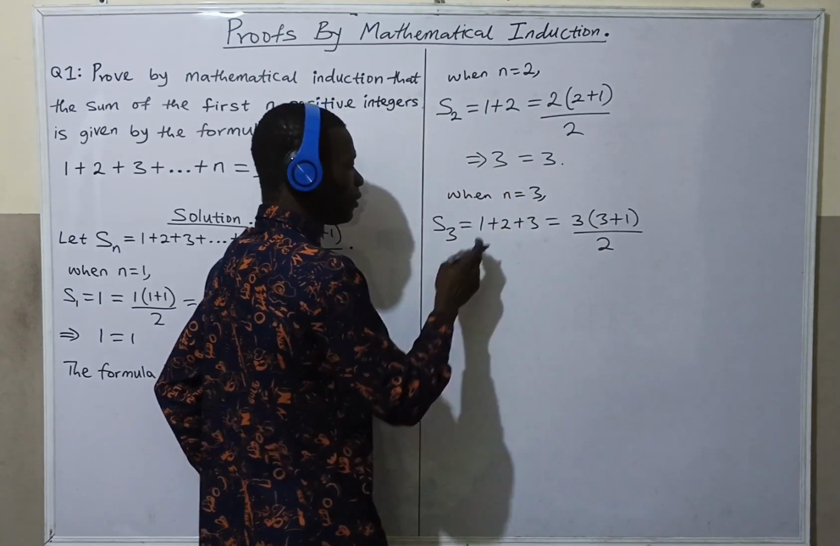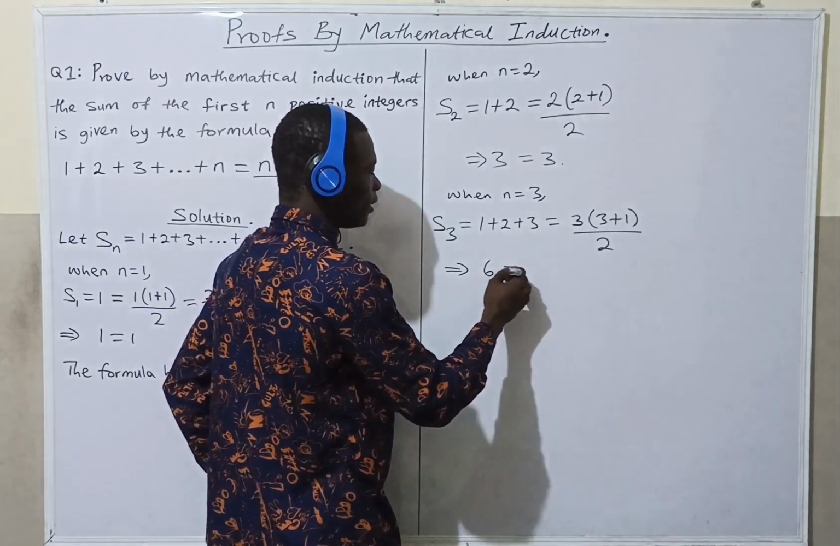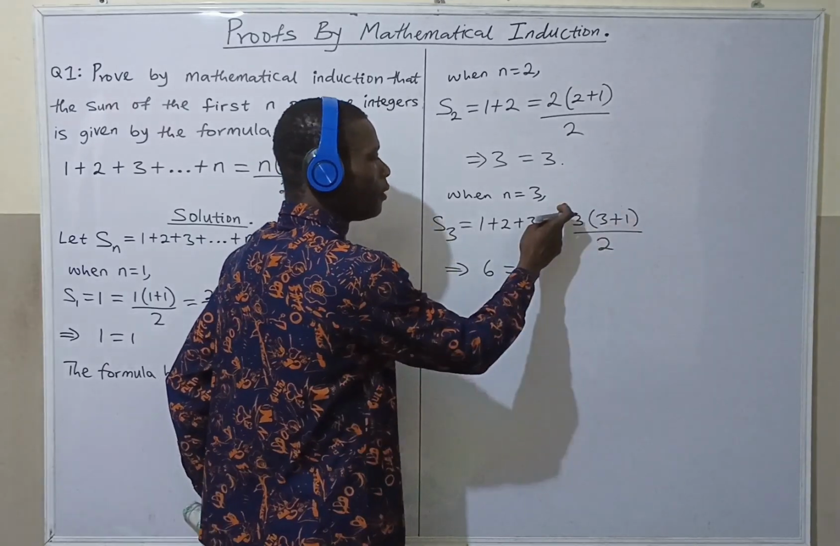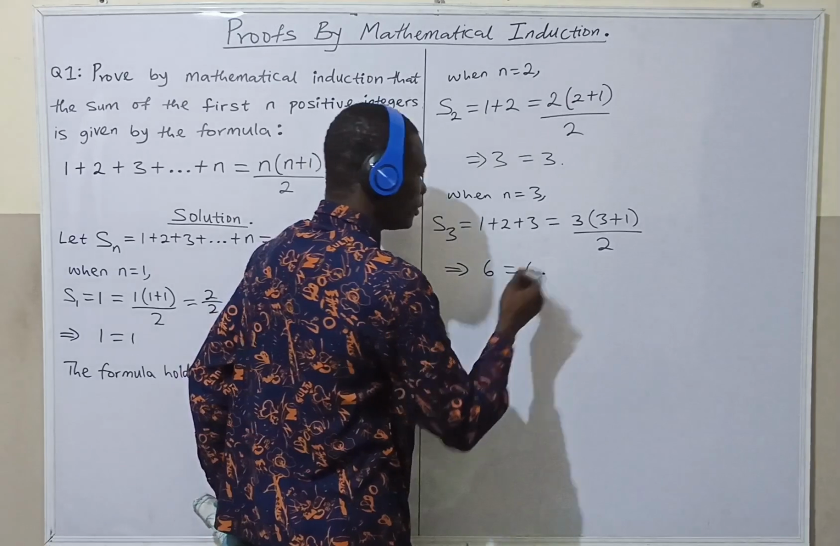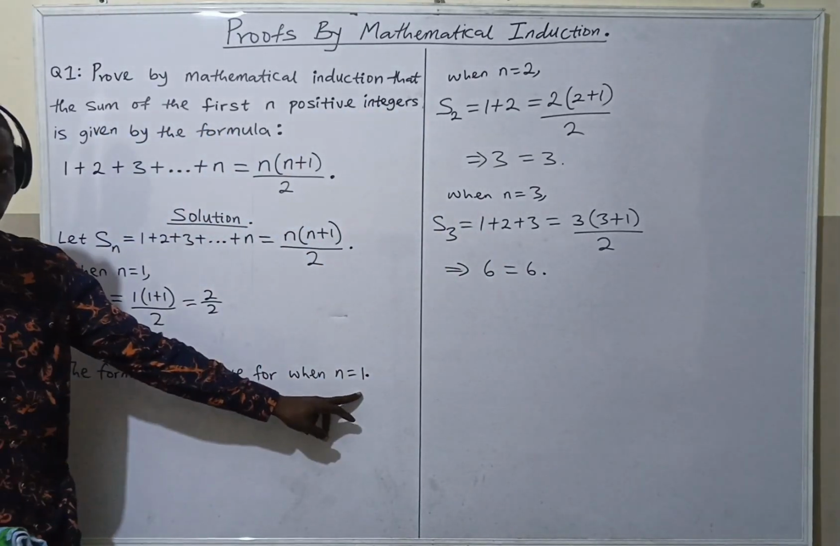So we see that this is going to give us 1 plus 2, that's going to be 3. 3 plus 3 is going to be equal to what? 6. So 6 must be equal to 3 plus 1 is 4. 4 times 3 is 12, and 12 divided by 2 is going to be what? 6. So we can see that the formula holds true for when n is equal to 1.